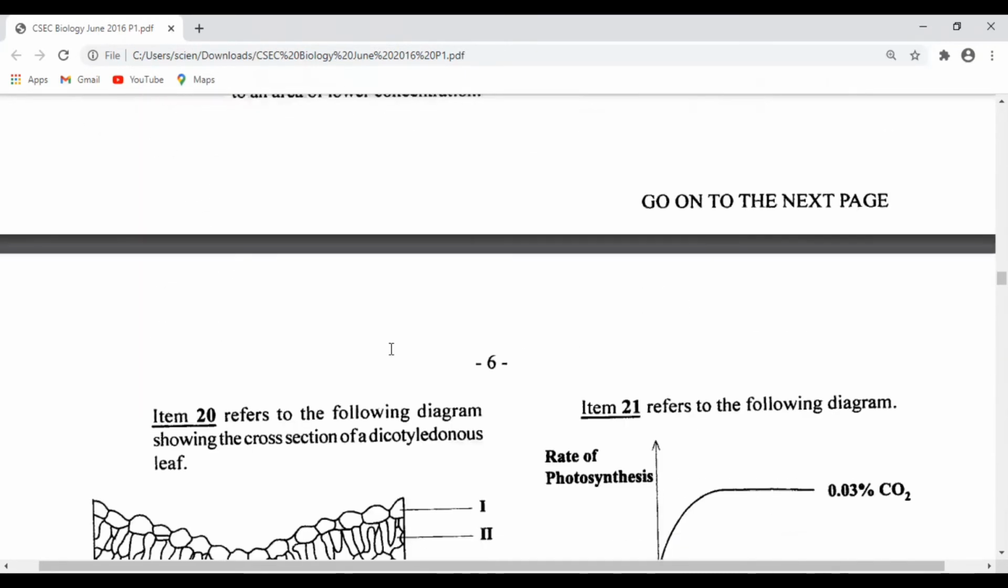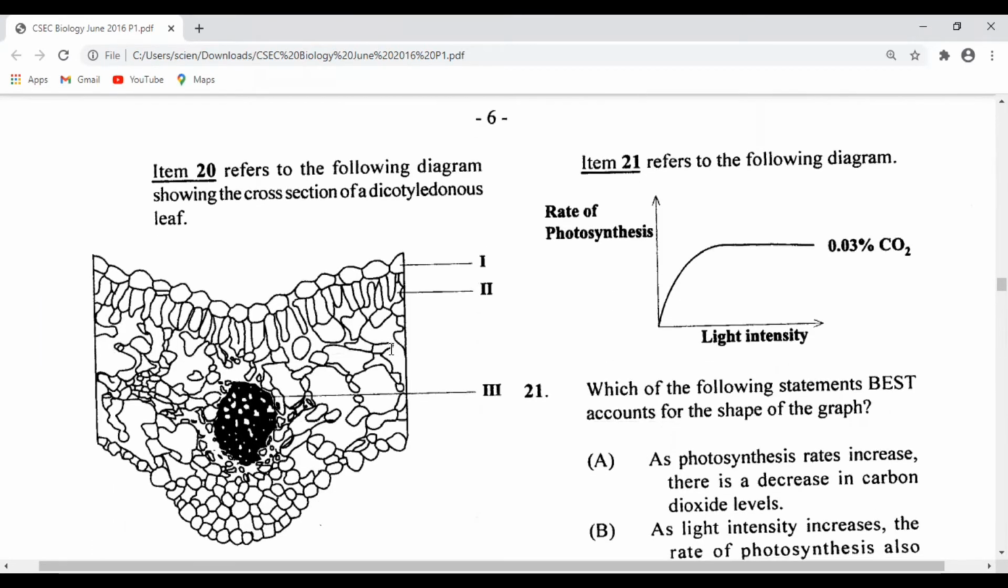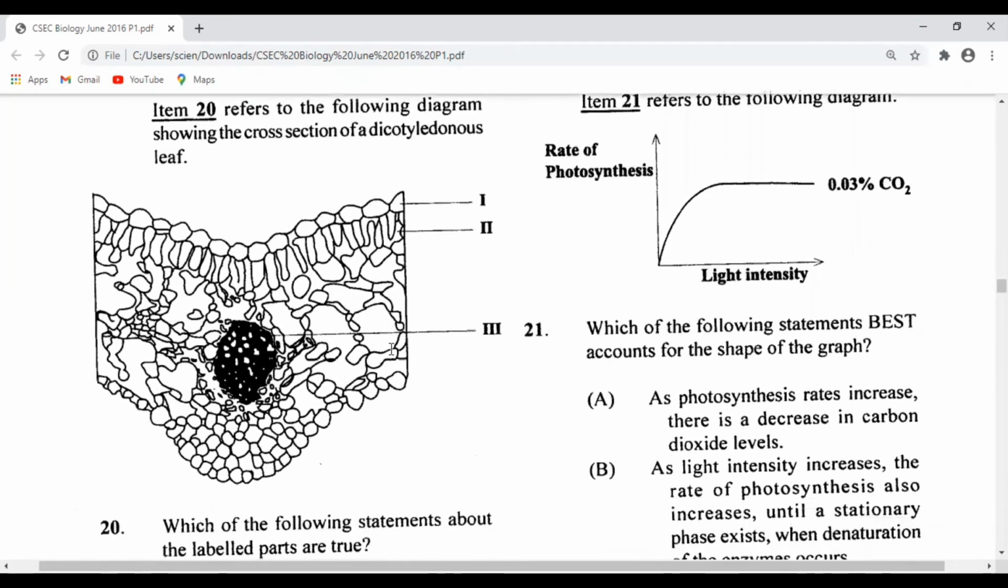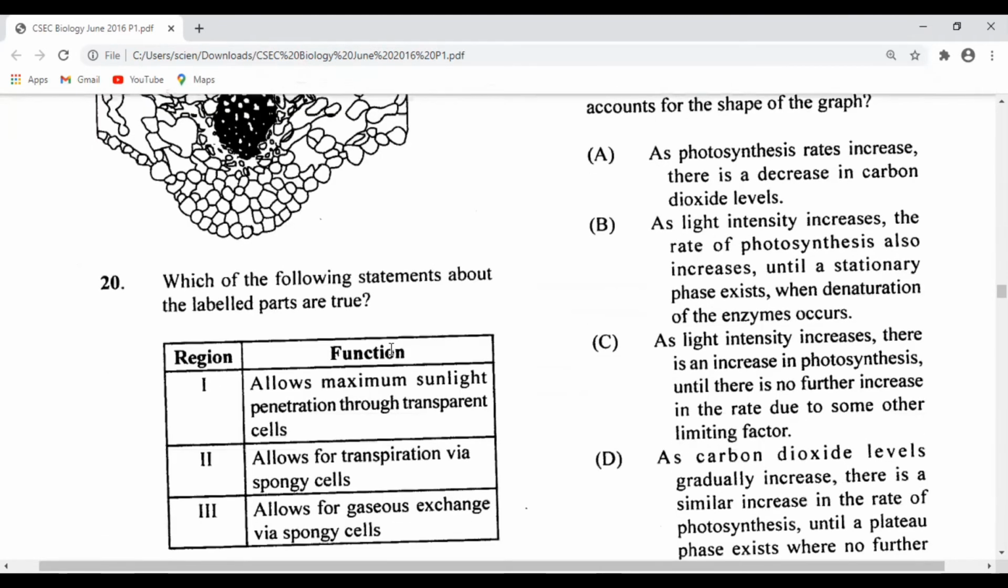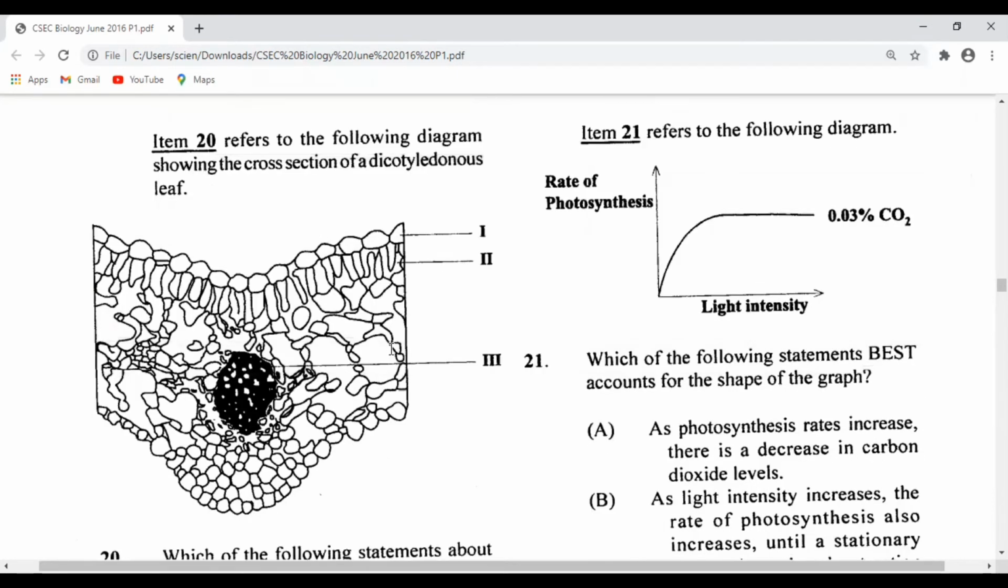Alright. So number 20. Item 20 refers to the following diagram showing the cross-section of a dicotyledonous leaf. As usual, the question, which of the following statements about the labeled parts are true? So let's just go look back at the diagram. So we have 1 is the cuticle, 2 looks like the palisade cells, right? And then 3 looks like it's around the xylem or phloem or closer to the spongy mesophyll.